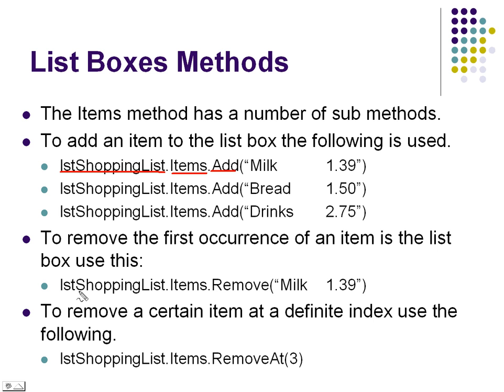To remove an item, again, the name of the list box, the word items, and then the word remove, and you can get the exact match. It's got to match exactly, including the number of spaces. It doesn't look like that here, but that's because the font I'm using compressed some of the spaces when I copied it down. At any rate, if it matches exactly, then it will remove the item.